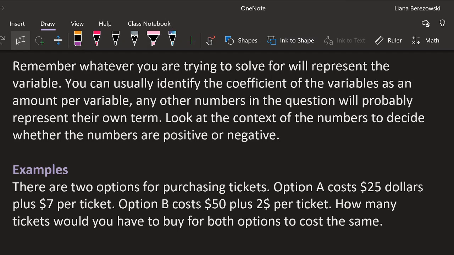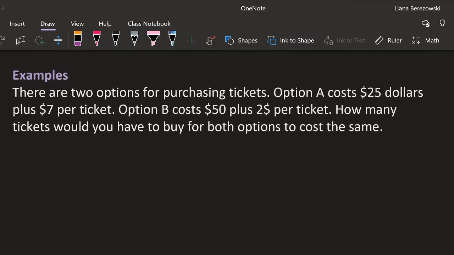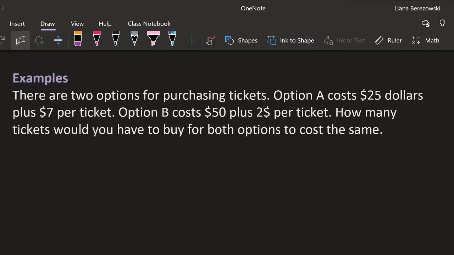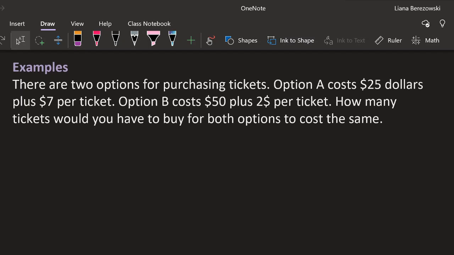So let's look at this first example. This one's about ticketing options. Now there is a question like this, and I can't remember if it was on your quiz or your assignment. I have both of them in my head right now. I can't remember which one it's on. Maybe it's both. Either way, this will be a good question for you guys to pay attention to.